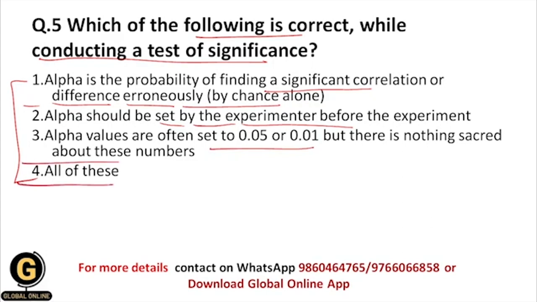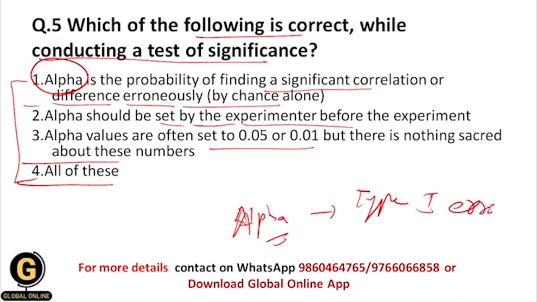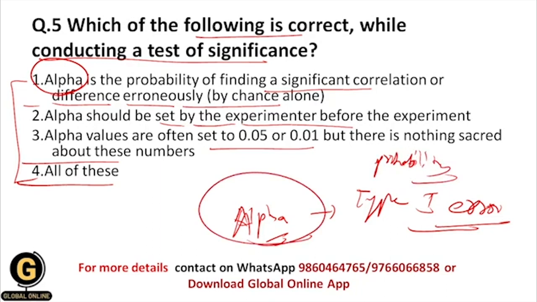So basically students, test of significance means what? Test of significance is nothing but testing your null hypothesis by using statistical methods in the whole research process. And what is exactly this alpha? As we have seen earlier in this video, type 1 error occurs whenever we are testing the null hypothesis. So the probability of occurring type 1 error is called alpha, and that's why ultimately alpha is the probability of finding a significant correlation or difference erroneously.